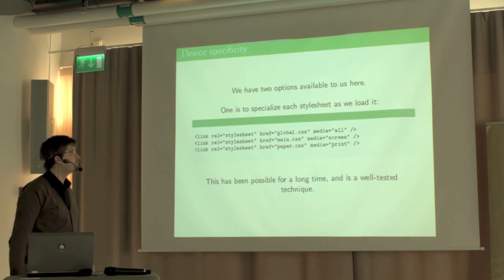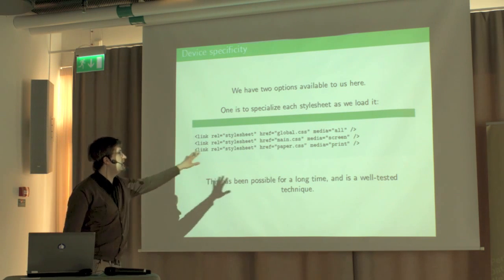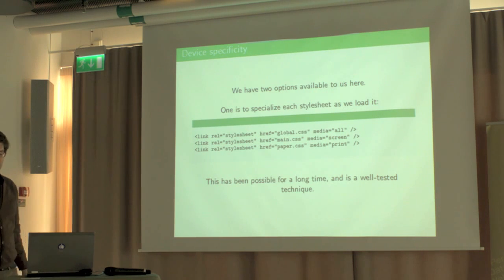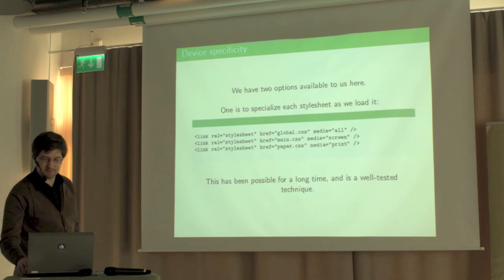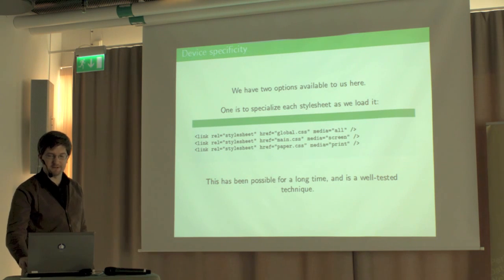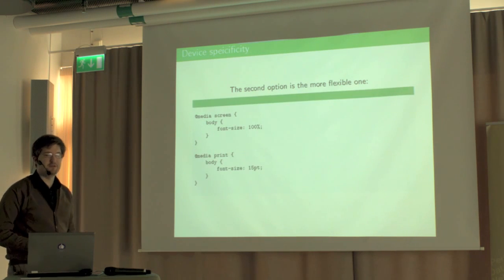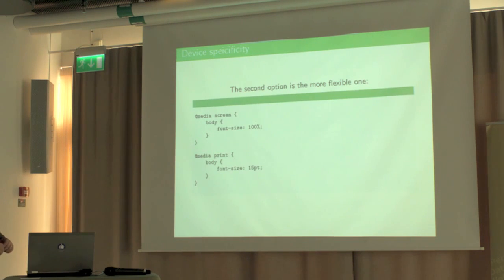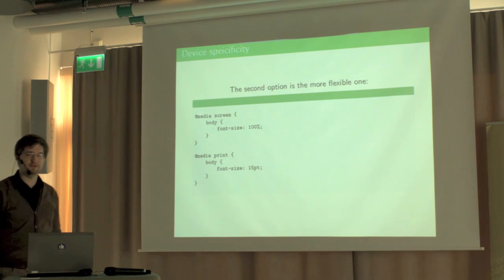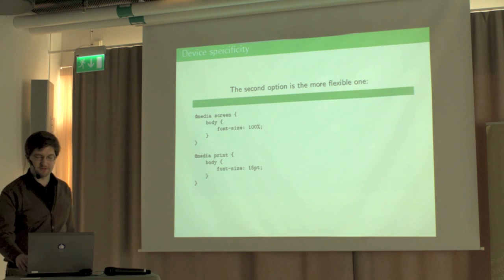One very coarse-grained thing is that for a long time, we've been able to specify the kind of media that we support in our style sheets. That's extremely useful, and it works across all browsers, and is very well tested. But the trick we can also use is to put these media blocks inside of the CSS. So we can say, for example, here is a section of the CSS that works for screens, here's another section that works for print, and so on.